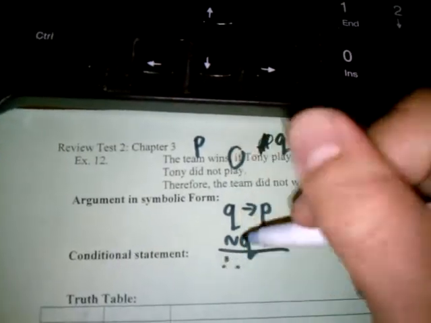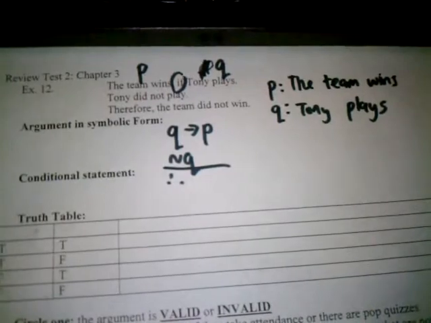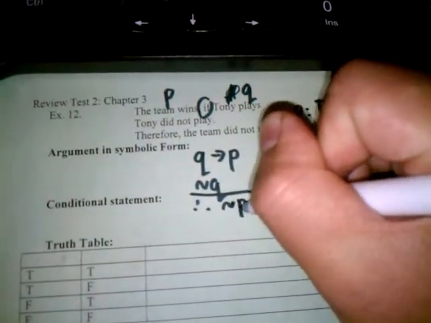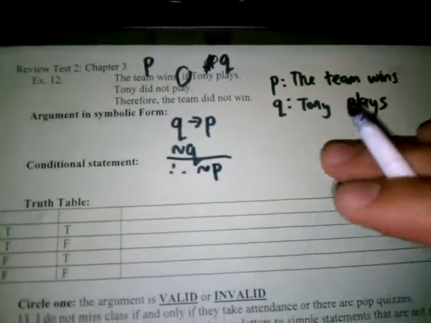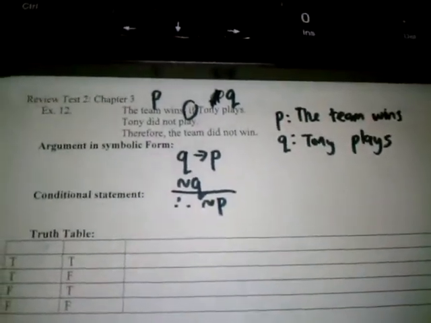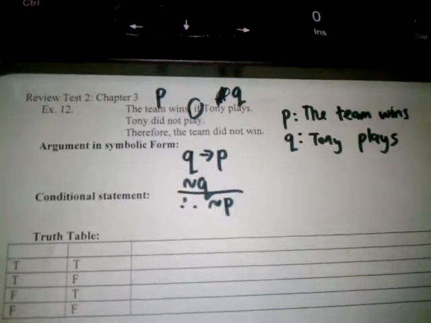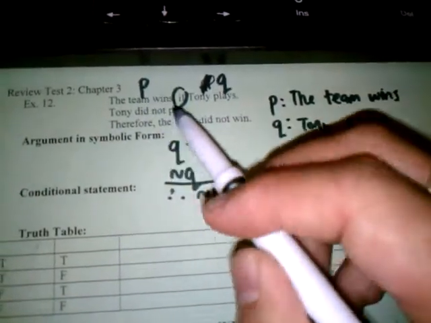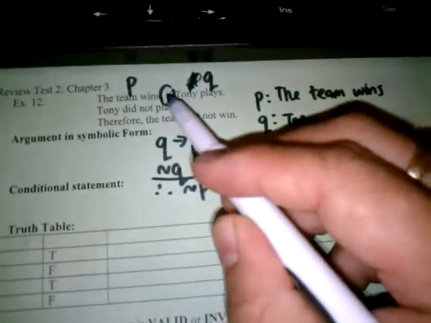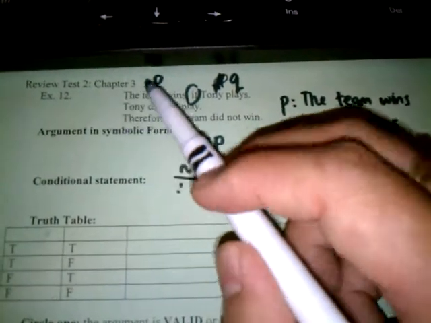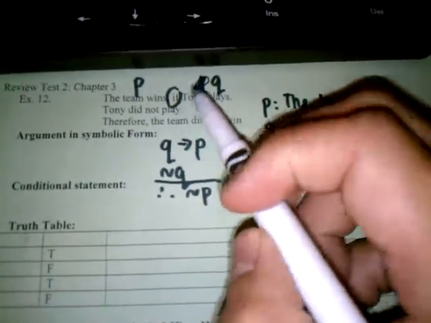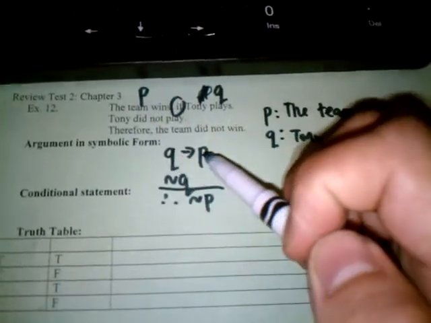And the conclusion is the last statement. It says therefore, the three dots mean therefore, the team did not win. So the team did not win is negation P. So this is how we write this argument in symbolic form. I want you to point out that if the if is in the middle, the Q and the P are switched around. But if the if is in the front, then we can write this as P arrow Q. Since the if is in the middle, those two need to be exchanged.